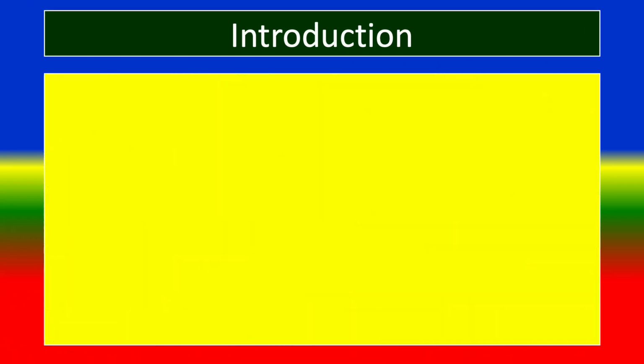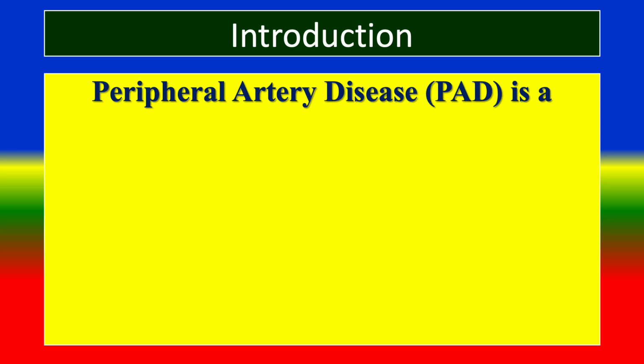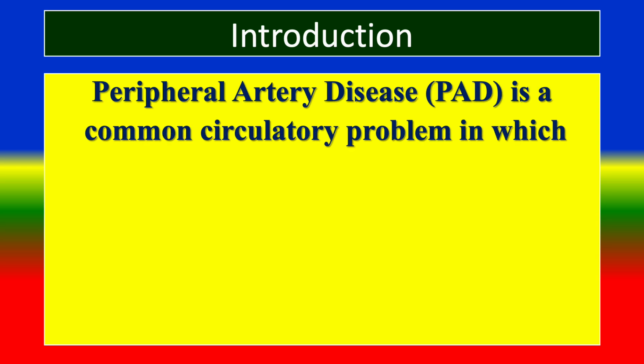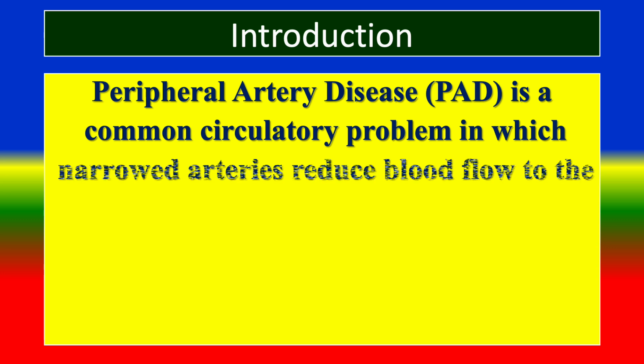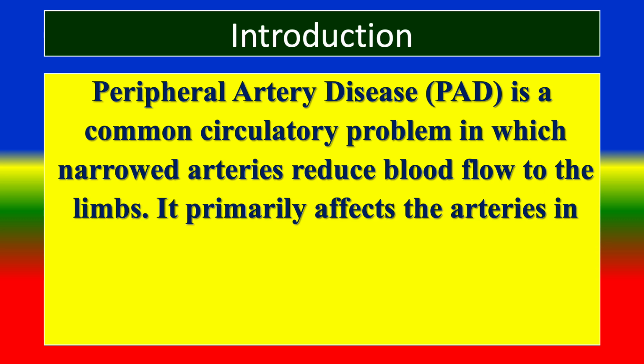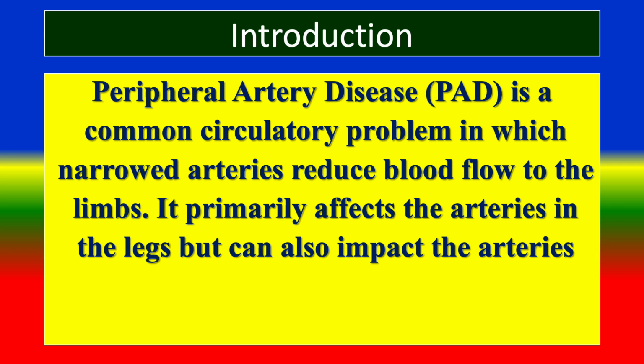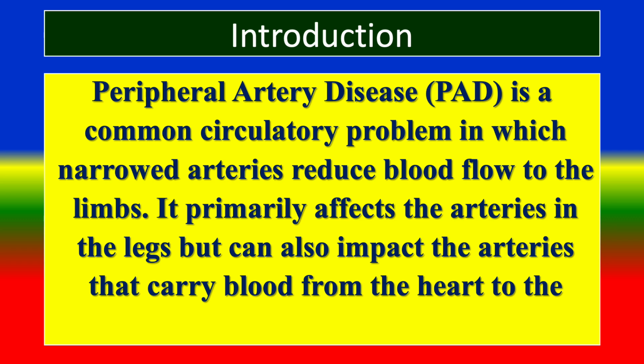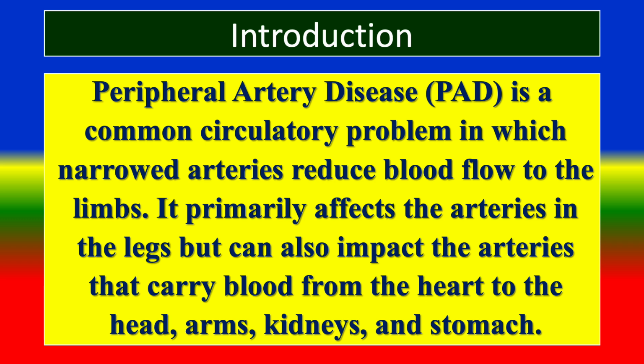Introduction. Peripheral artery disease is a common circulatory problem in which narrowed arteries reduce blood flow to the limbs. It primarily affects the arteries in the legs, but can also impact the arteries that carry blood from the heart to the head, arms, kidneys, and stomach.